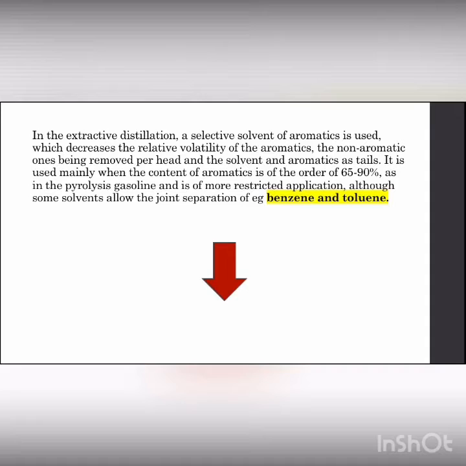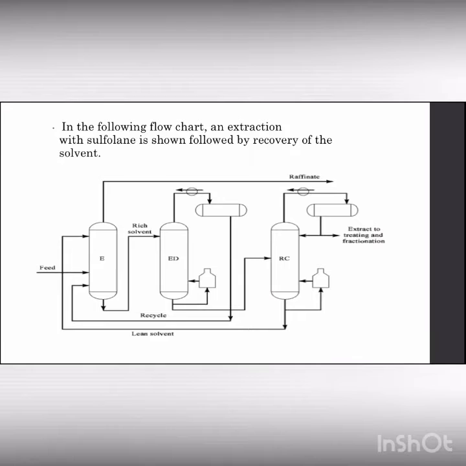It is used mainly when the aromatic content is between 65 and 90, as in the pyrolysis gasoline, and is a more restricted application, although some solvents allow the joint separation of, for example, benzene and toluene. In the following chart, an extraction with sulfolane is shown, followed by recovery of the solvent.